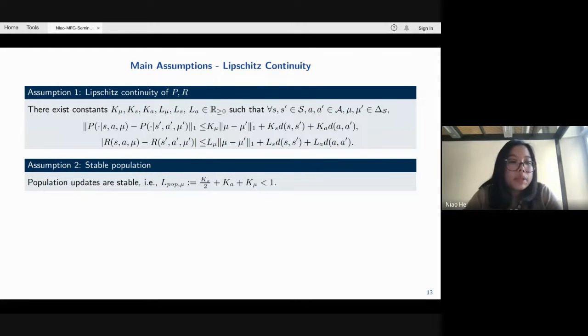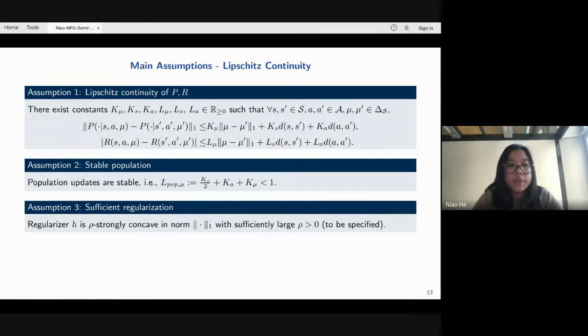The second assumption is also quite standard. It says that the per step population evolution also has to be Lipschitz continuous. In particular, we assume the Lipschitz constant is less than 1, so that this would ensure that in the end the dynamics is going to be very stable. Again, these are minimal conditions that you would need, even if you wanted to guarantee the existence of Nash equilibria.